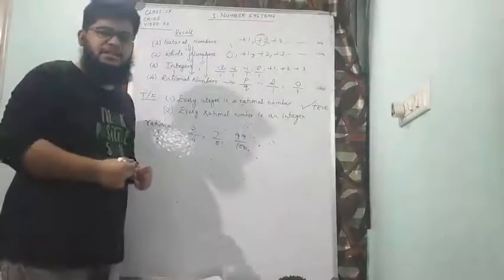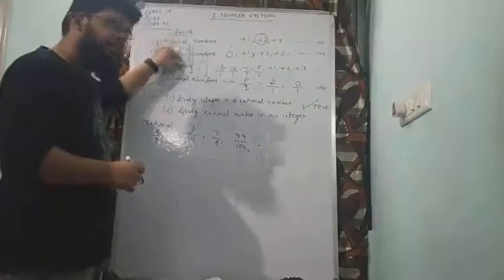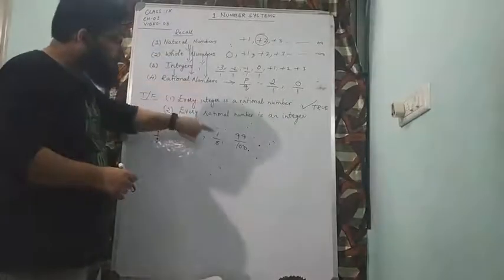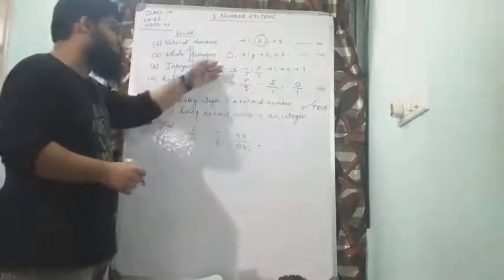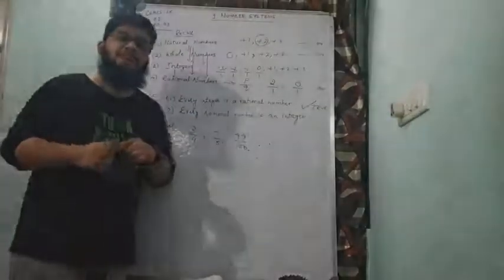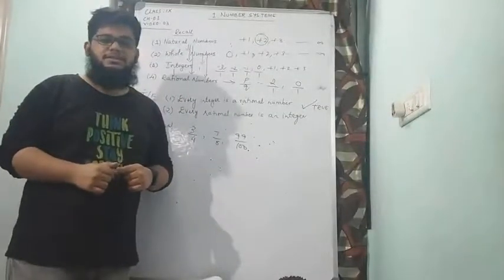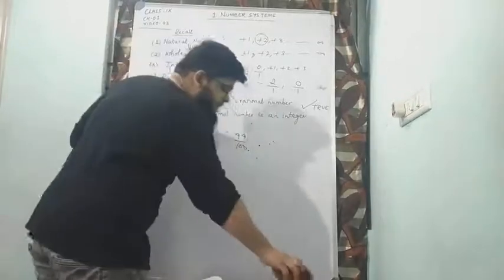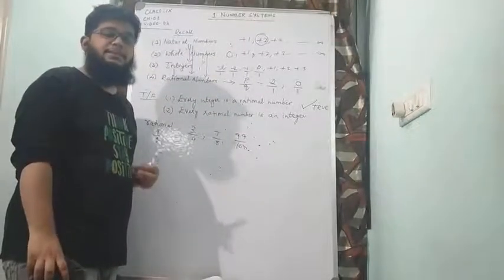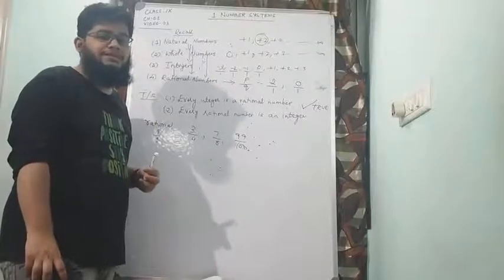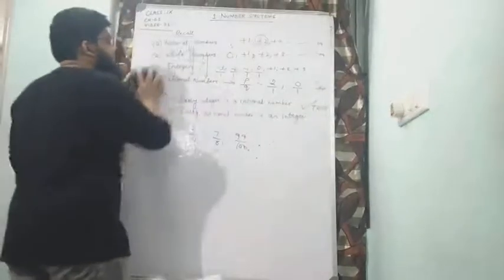So, please understand this clearly. Every integer can be called a rational number, but all rational numbers cannot be called integers because fraction numbers cannot be a part of the integers category. I hope you have understood this. If you have understood this well, let us begin our first exercise. But before that, I would like to show some examples before moving on to the exercise.